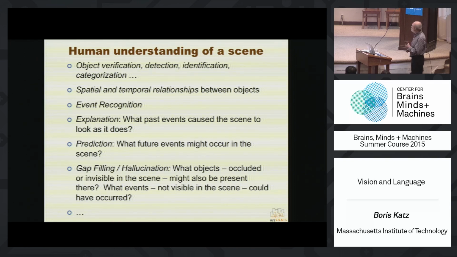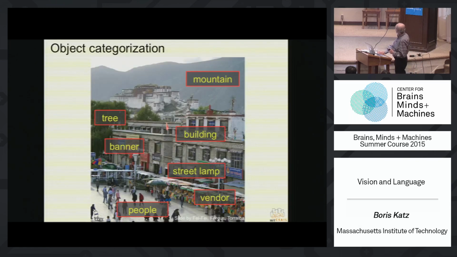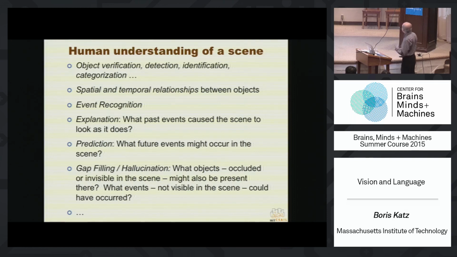You can explain things. You can look at that image that I showed you and tell me what past events caused the scene to look like it does. You can look at that scene and say what future events might occur in that scene. You can fill gaps. You can hallucinate things. You could tell me what objects, which are barely seen, might be present there, and what events not visible in the scene could have occurred.